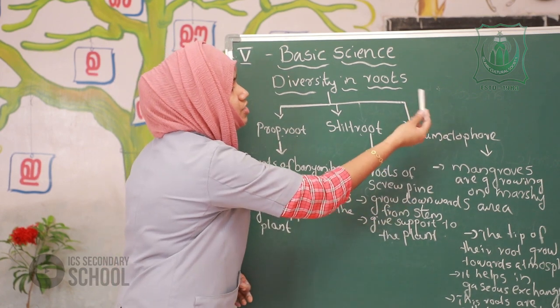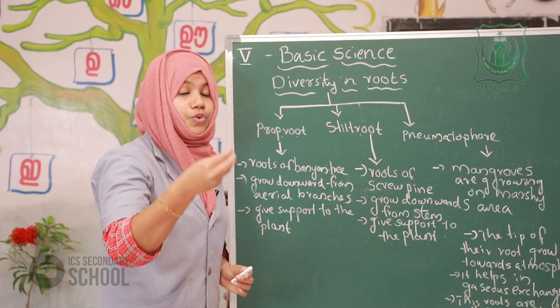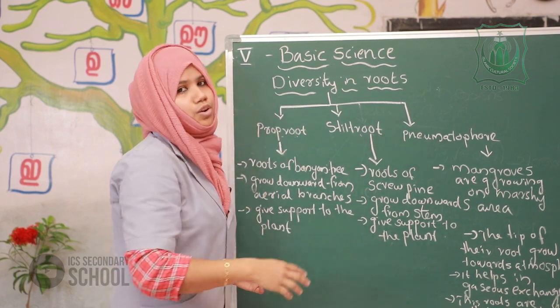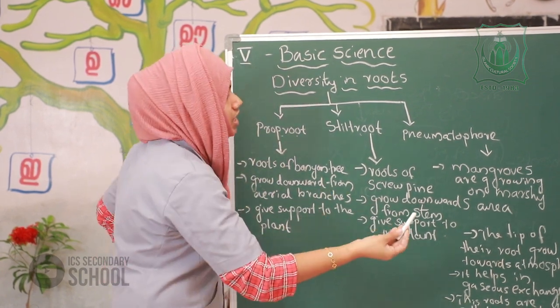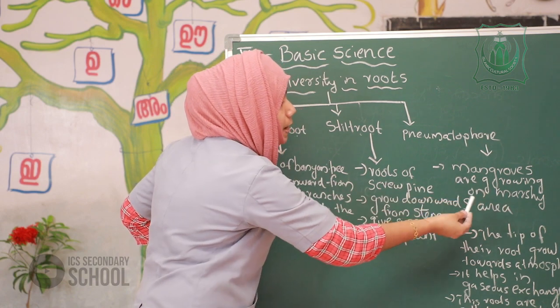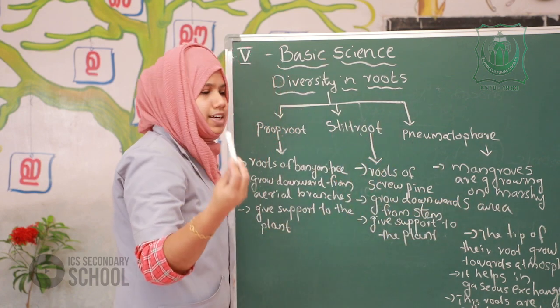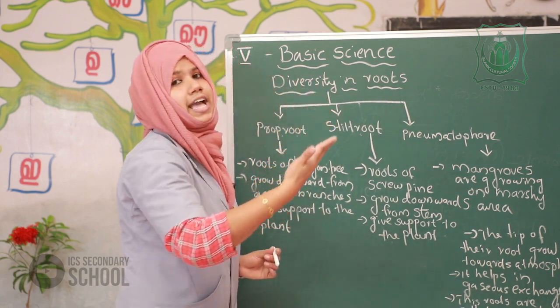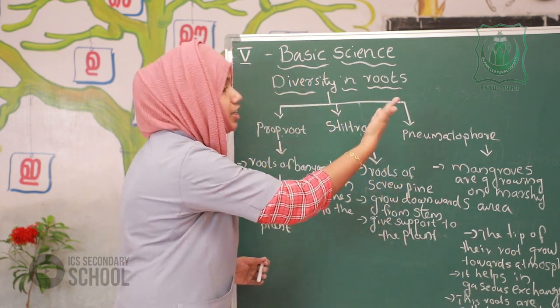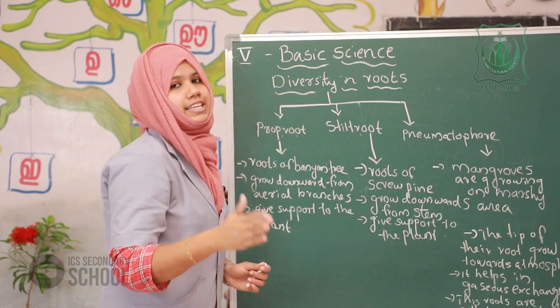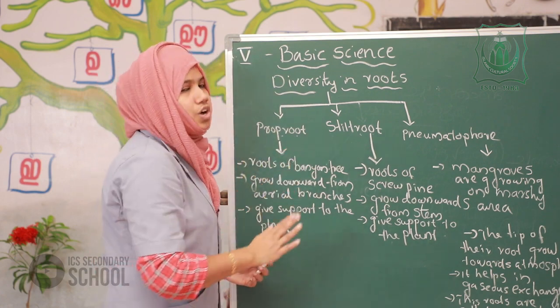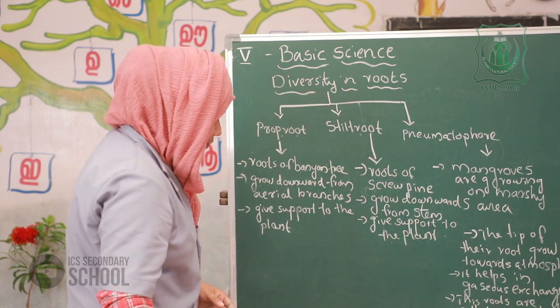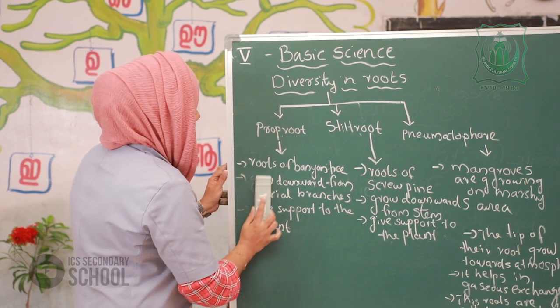The last one is pneumatophore, a special kind of root, the roots of mangroves, and mangrove is a special kind of plant growing in marshy areas. Marshy means chadup. The tip of their root grows towards the atmosphere. So the function of the pneumatophore root is, yes, gaseous exchange. So you got it? Okay. Now we can move on to the next topic.